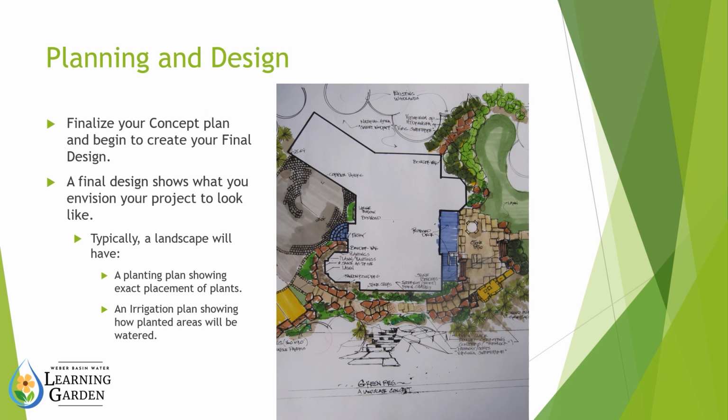So a typical landscape will have two different types of design. They'll have a planting plan that shows the exact placement of your plants and which varieties they are, and then it'll also have a separate plan that shows the irrigation and how water is going to be delivered to the plants in your design. Irrigation designs are a little bit more technical than a planting plan. A planting plan shows more so how things are going to be laid out.